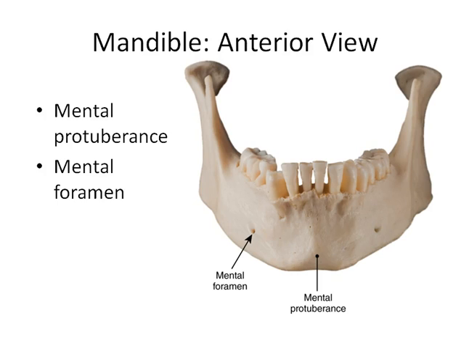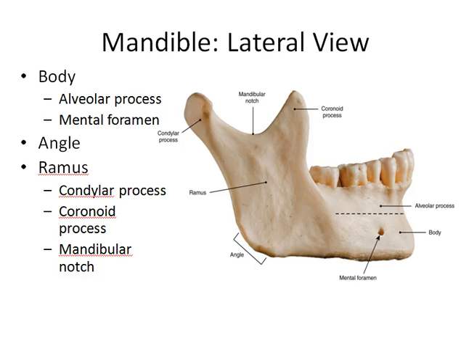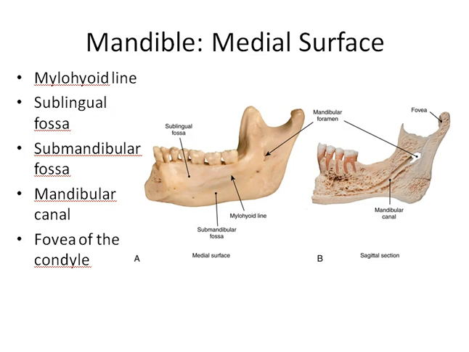This is page 39, an anterior view of the mandible. Notice the mental protuberance and the mental foramen. Page 39 shows the lateral view of the mandible. Be sure to become familiar with these images and the structures that are shown here. Page 40 shows the mandible from the medial surface.